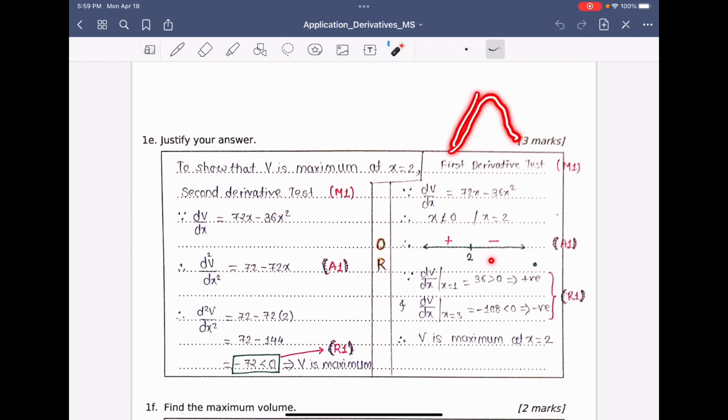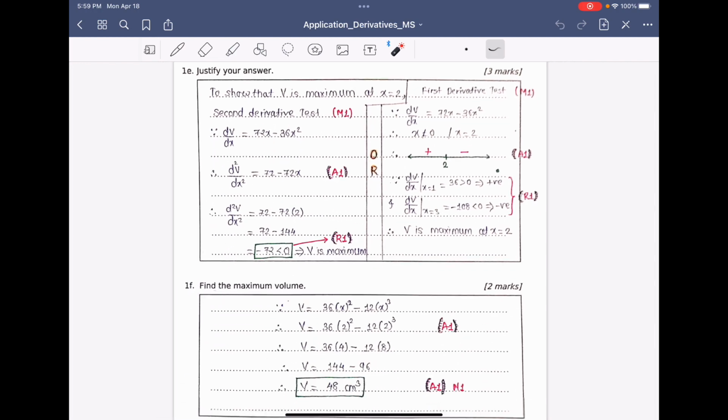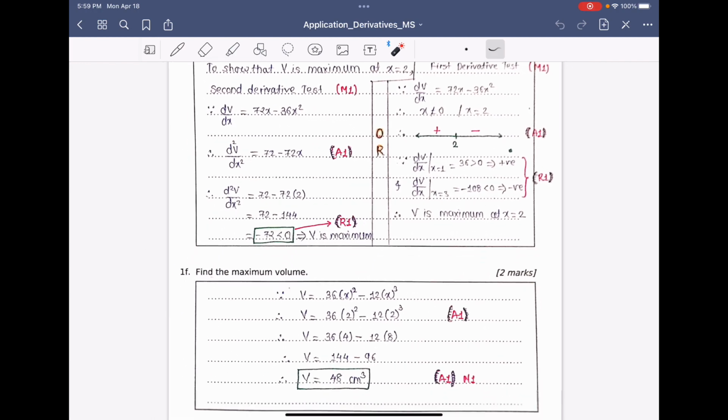Now take any value after x equal to 2, which is x equal to 3, and substitute that again in this equation. 72 times 3 minus 36 times 3 square, I am getting negative. That means my slope after x equal to 2 is down. So you can see before x equal to 2, slope is positive. After x equal to 2, slope is negative. And at x equal to 2, slope is 0. Therefore, we can say that v is a maxima at x equal to 2. You can use any method, you will get the full marks.